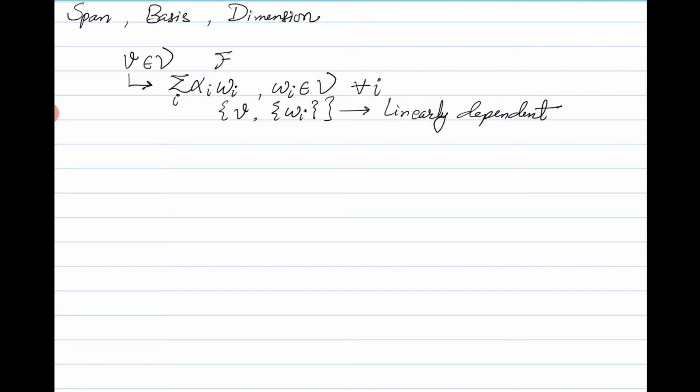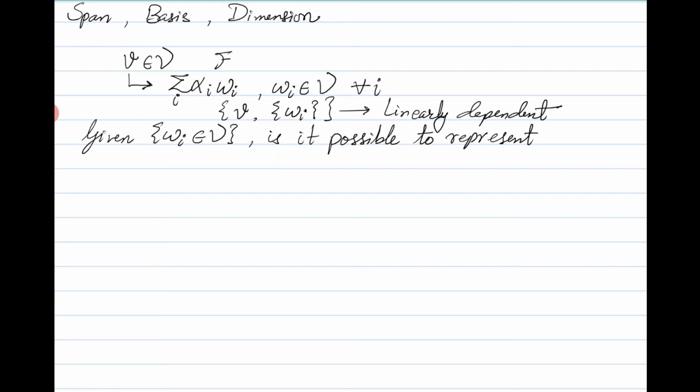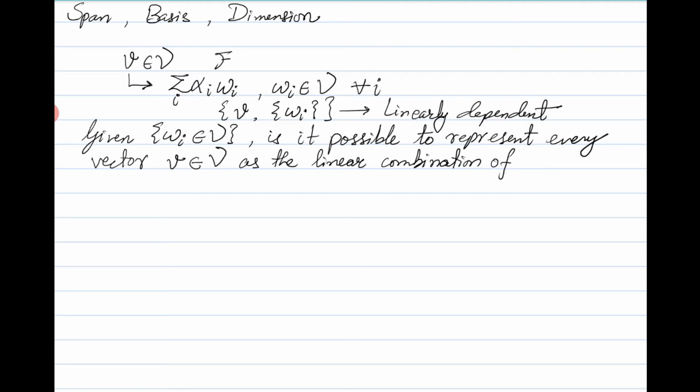Now the next question that arises is: if I have been given a set of vectors taken from the vector space, is it possible to represent every vector V in the vector space as a linear combination of the given set W? Is it possible to do this? So please note, I'll repeat this.